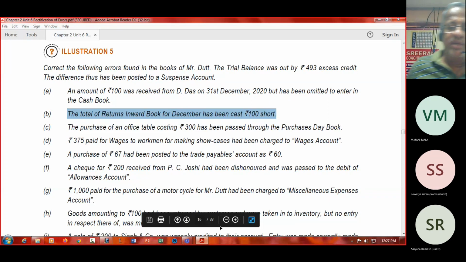Item number C. The purchase of an office table costing rupees 300 has been passed through purchases day book. What sort of error is it? Principal error. Instead of capitalizing, instead of taking it under furniture, it was taken under purchases. Debit furniture, credit purchase day book. There is credit purchases.